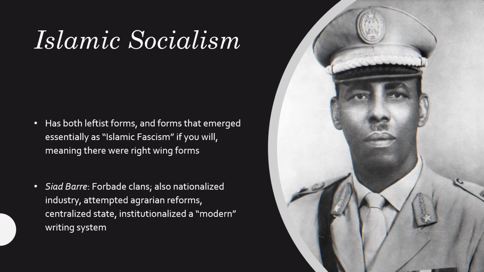Islamic socialism gradually split into a left-wing form that was Islamic internationalist, a left-wing form that promoted anti-colonialist liberation, and a rigorously nationalist and far right-wing form that essentially emerged into Islamic fascism, if you will. Siad Barre, who's pictured here on the right-hand side of the slide, is commonly portrayed as a rigorously authoritarian leader, but he was actually a member of the Islamic Socialist Internationalist left-wing movement.